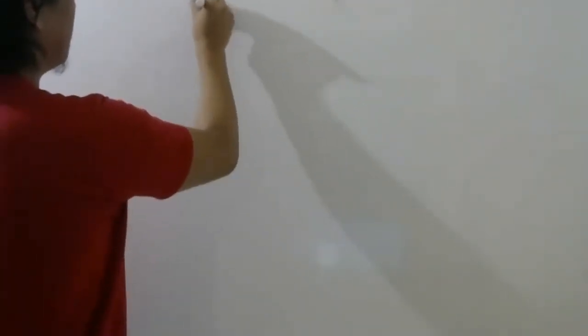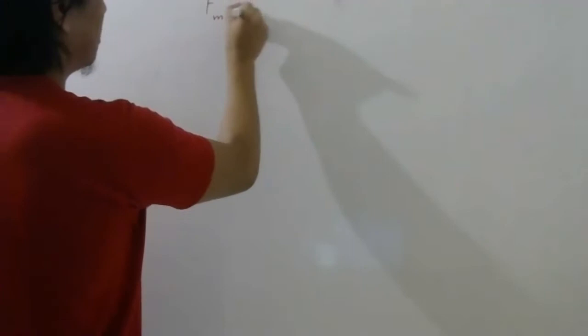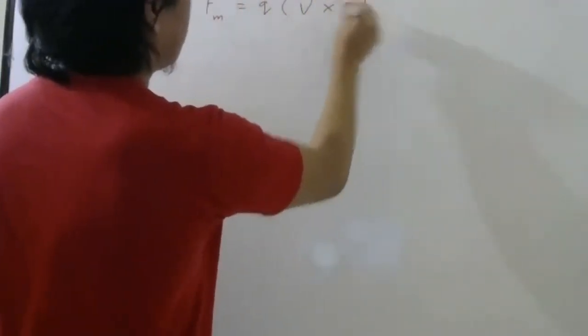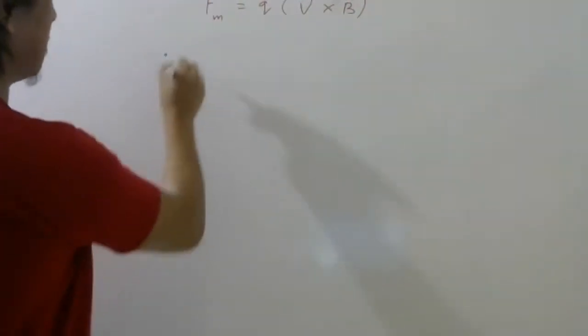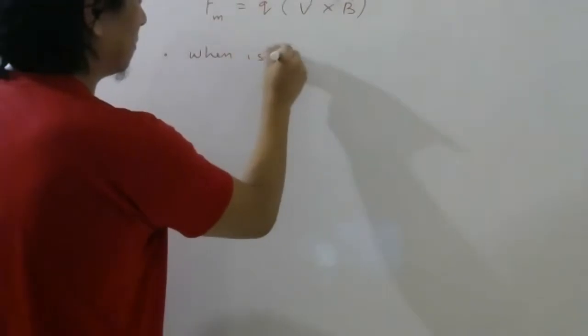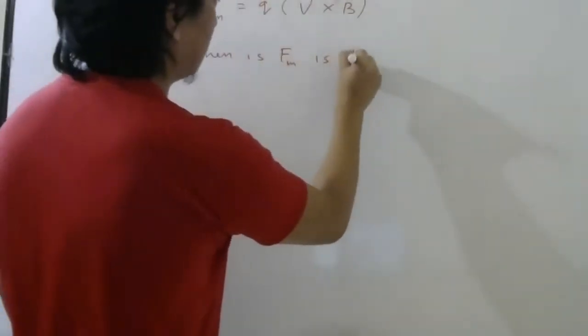Now see something, some important notes. Let me write the formula once more. So magnetic force is Q V bar cross B bar. Okay, so they may ask you sometimes, when is force maximum? When is magnetic force maximum?